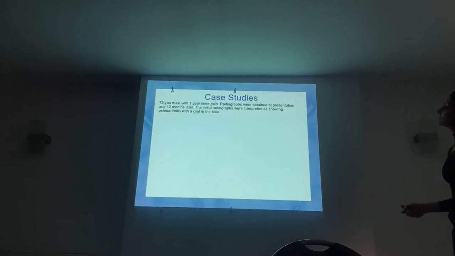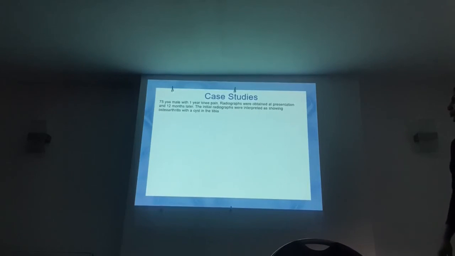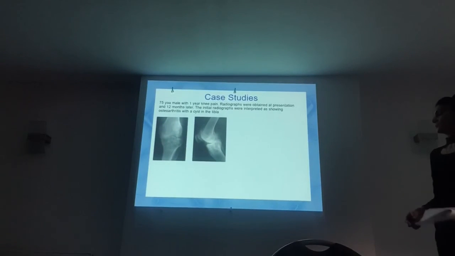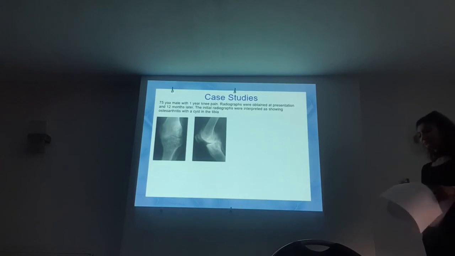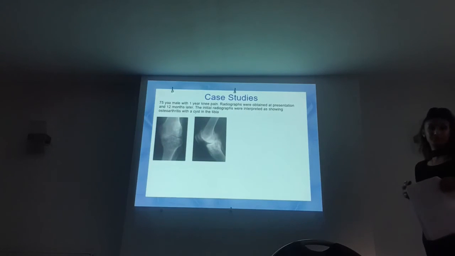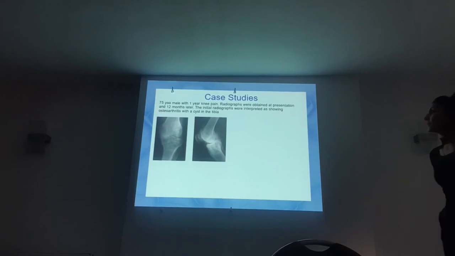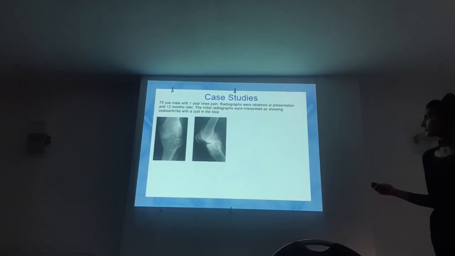Okay, so 75 years old male with 1 year of knee pain. Then he had X-rays, and then he had them again 12 months later, because the initial ones were just shown as arthritis and cyst in his tibia. So these were his original ones. Can you see anything else apart from the osteoarthritis? Lack of cartilage on the medial compartment. Yeah. So it's quite disrupted, isn't it?